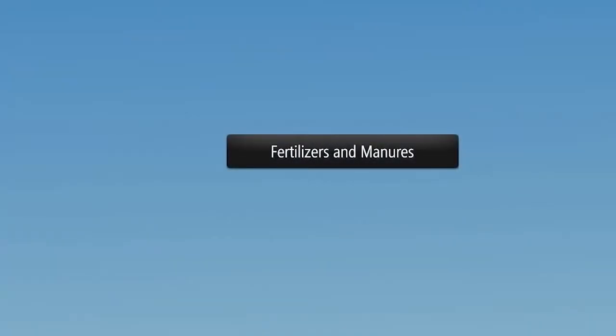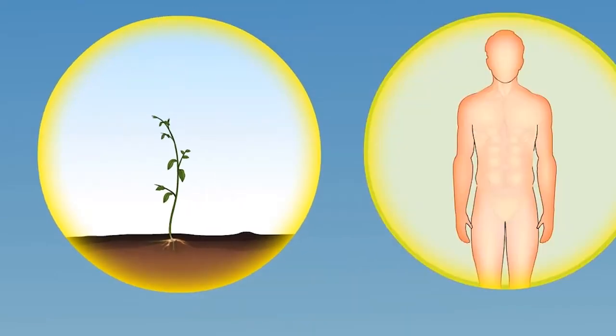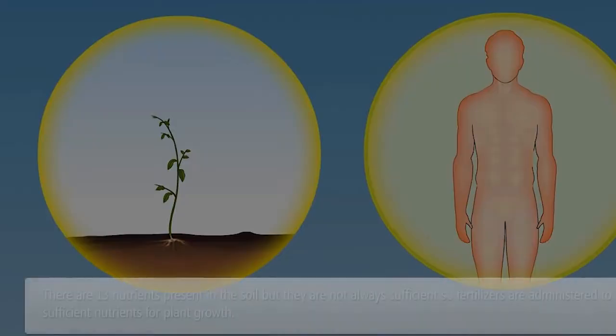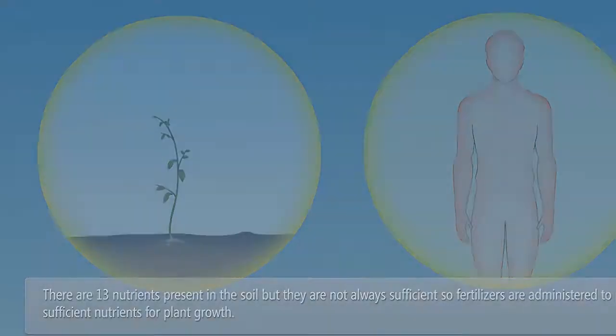Fertilizers and manures. Plants need nutrients just like we humans do. There are 13 nutrients present in the soil, but they are not always sufficient, so fertilizers are administered to provide sufficient nutrients for plant growth.